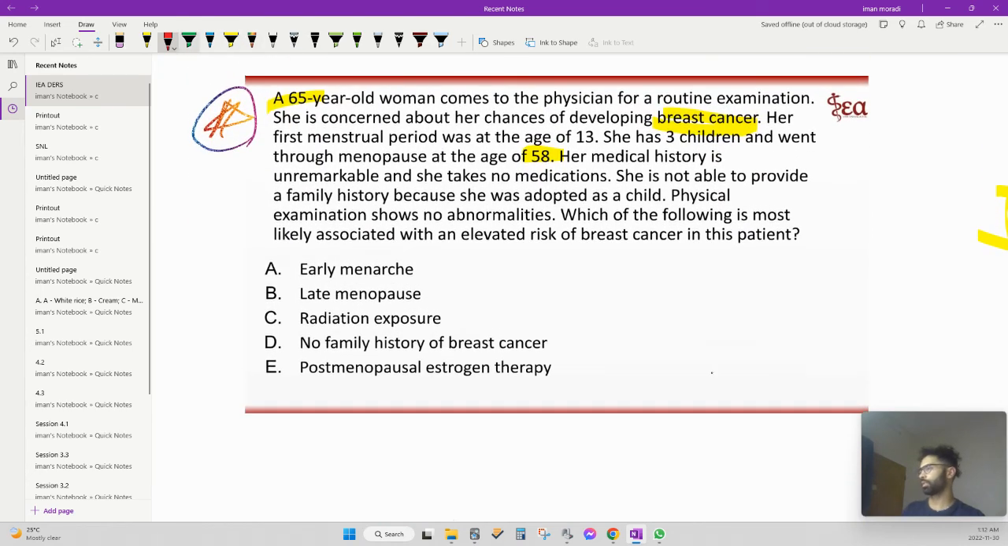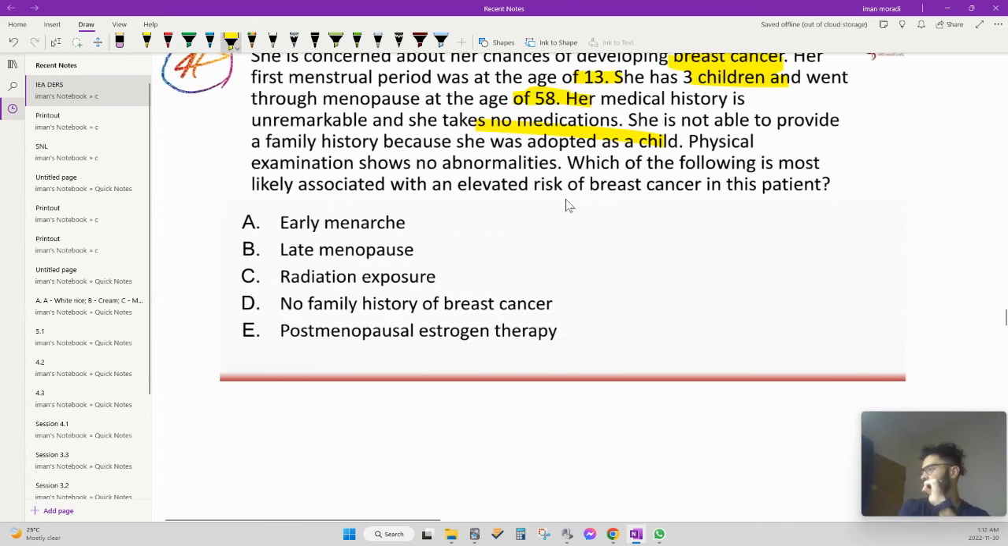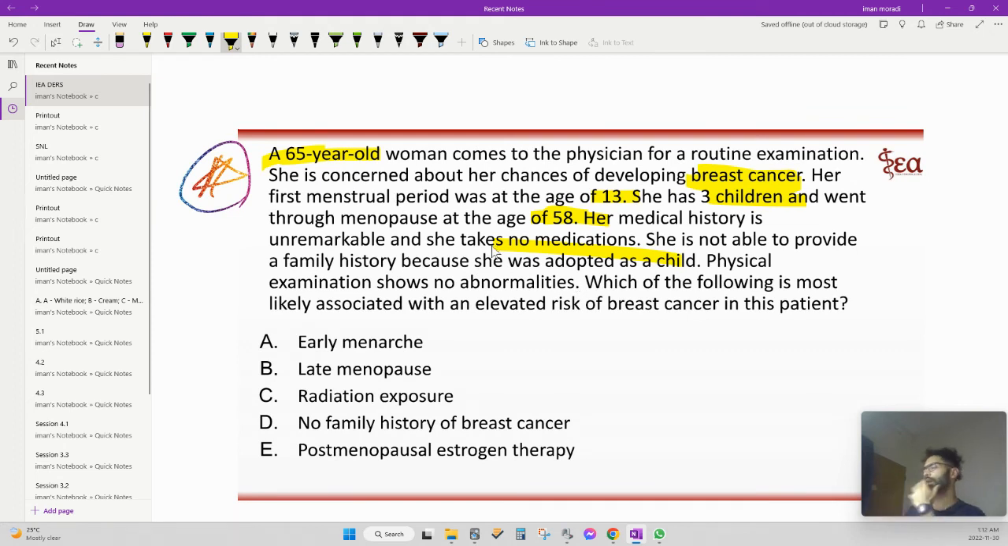Okay, 65-year-old woman, she's scared of developing breast cancer. So this is one of the risk factor questions. She started having her periods at age 13, had 3 kids, menopause at 58. No family history. Which one of them is the biggest risk factor for developing breast cancer? First of all, there's nothing about radiation exposure here. There's nothing about family history. So basically, we've got to choose between early menarche and late menopause.